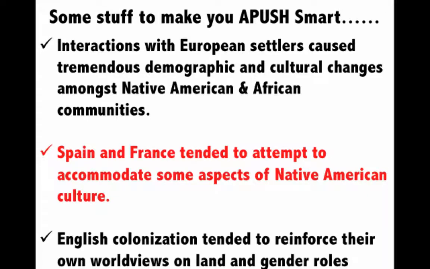English colonization tended to reinforce their own worldviews on land and gender roles.